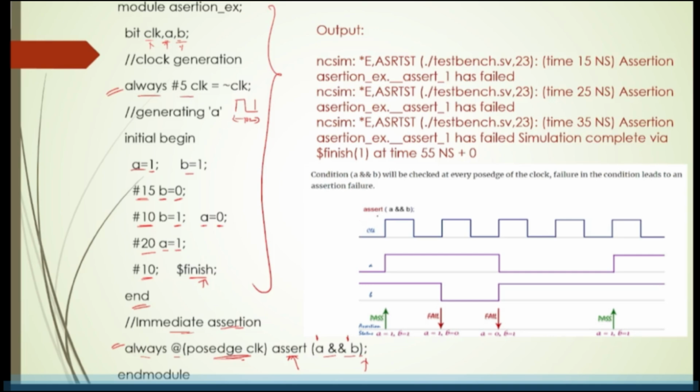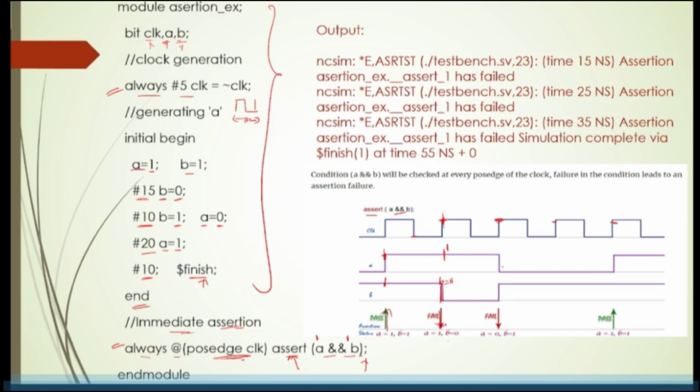Now let us see here, assert A and B. For every positive edge of clock, the assertion checking will be done. A is 1 and B is 1, so the assertion has passed. After this, there is the negation of clock, so there won't be any assertion checking. Again the assertion is checked at the next positive edge of clock. Now A is 1 but B is 0, so the assertion has failed.